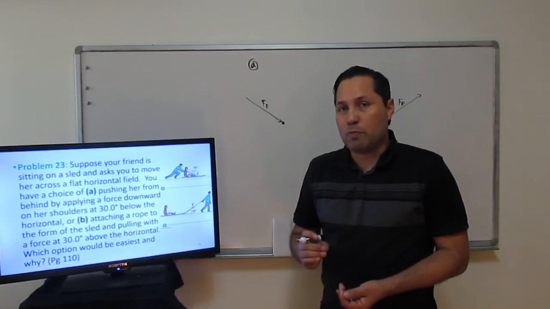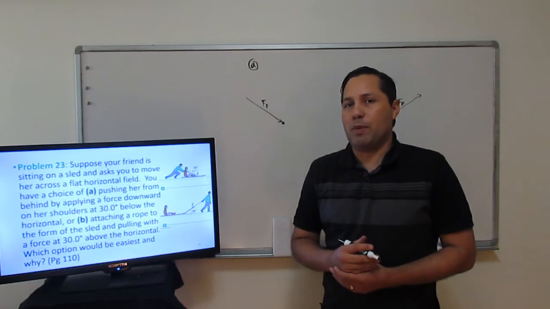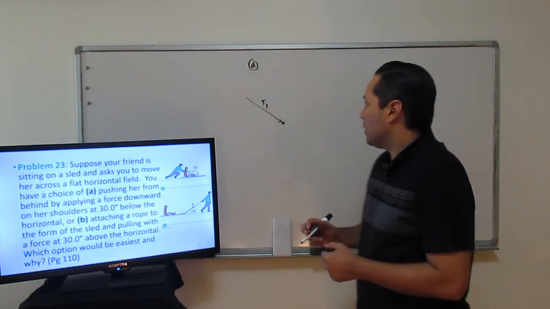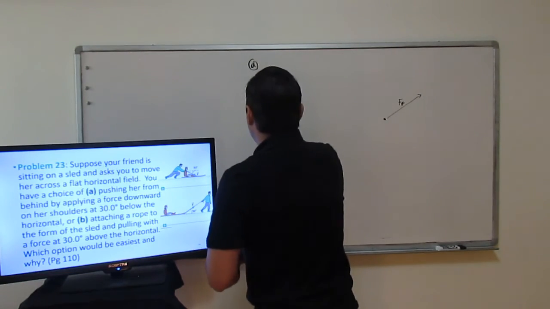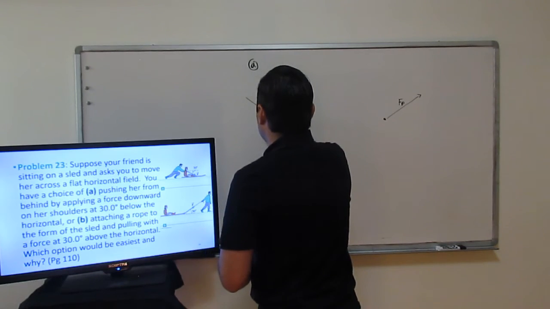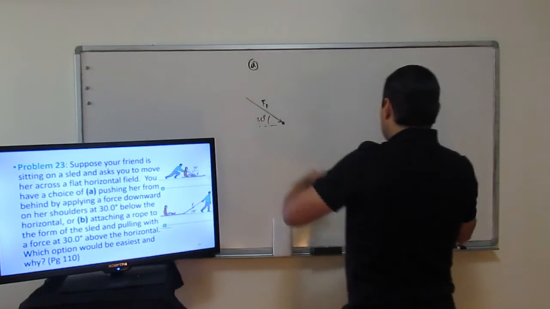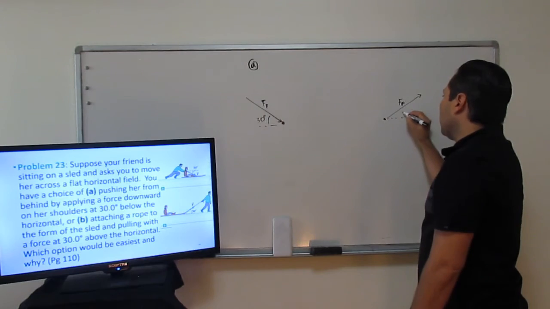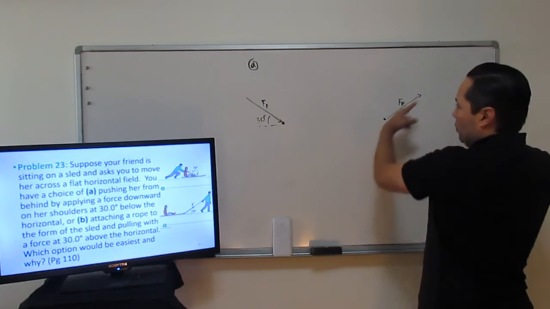The answer to which is best is B. B is best. Now let's get into the why. The first force is being applied at 30 degrees, but you're pushing down. The next one, you're pulling at 30 degrees, but you're pulling up.